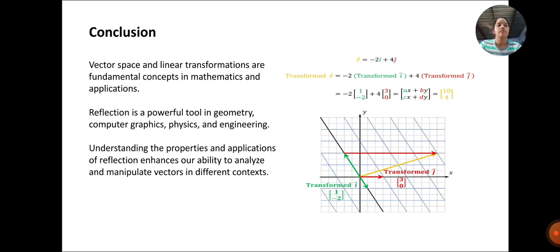Transform of the vector is equal to -2 times the transform of i vector plus 4 times the transform of j, which is equal to -2 times the matrix [1 -2] plus 4 times the matrix [3 0], which is equal to the matrix [ax + by, cx + dy], equal to the matrix [10 4].